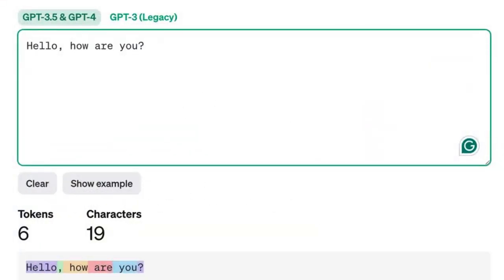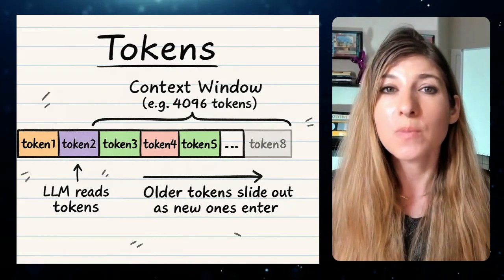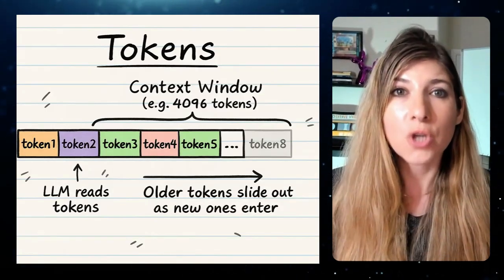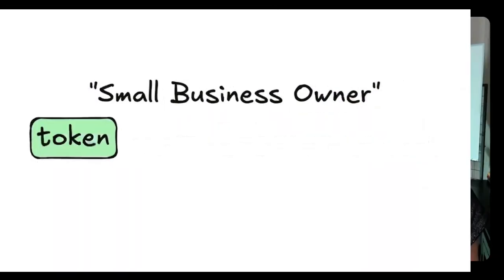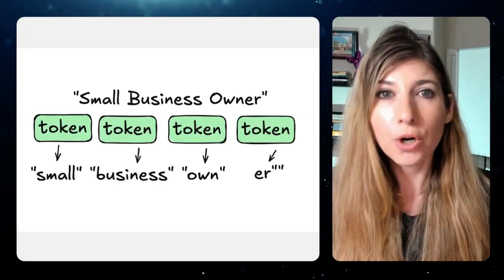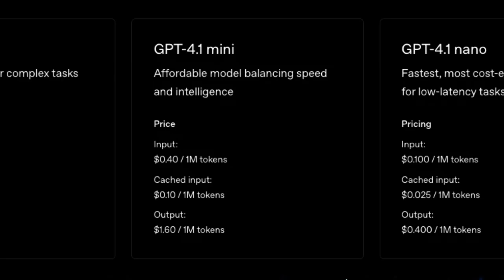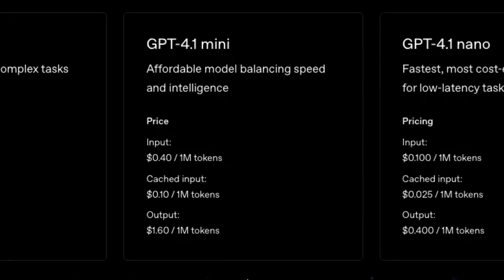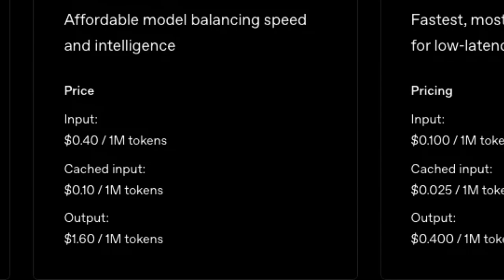Tokens are the basic units LLMs use to process text. Words, parts of words, and punctuation are all tokens. For example, the phrase small business owner might be broken down into 4 tokens: small, business, owner. This matters because most services charge based on token usage. The more text you input and the more text the AI generates, the more you'll pay.